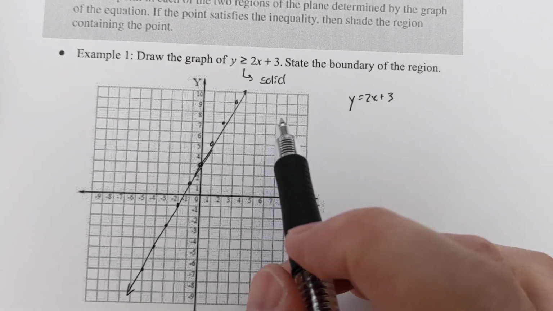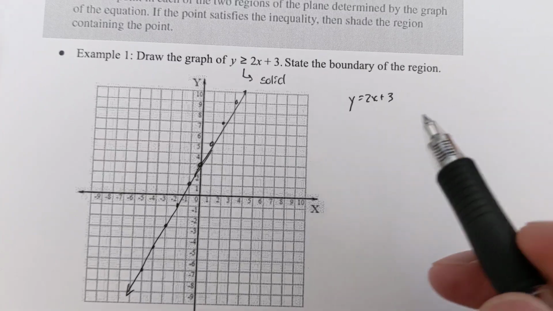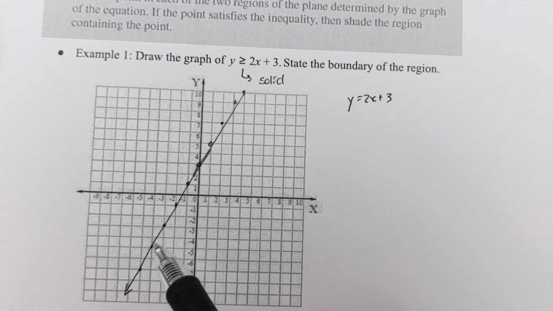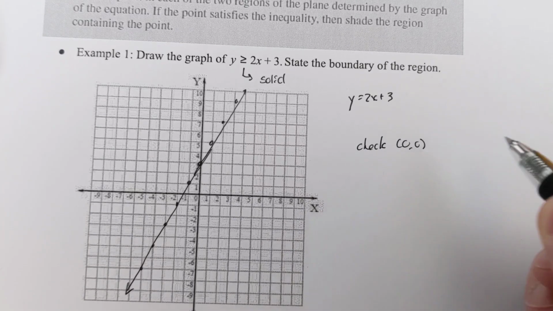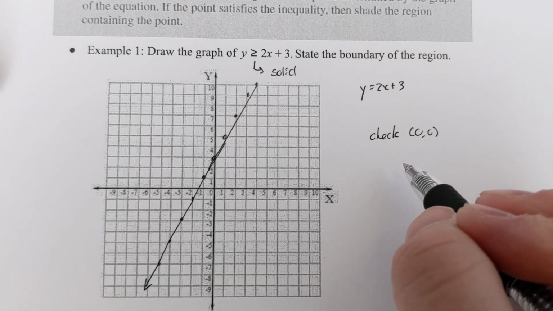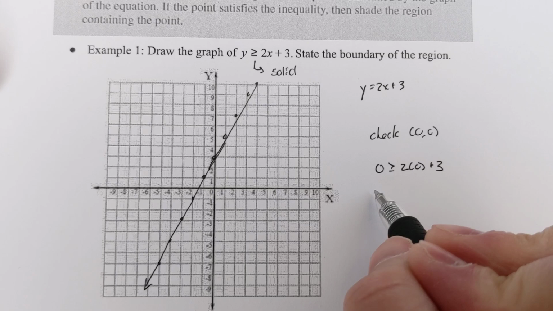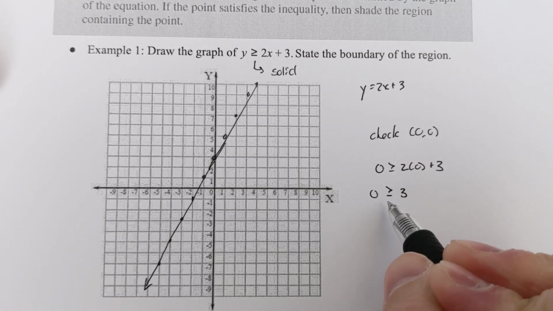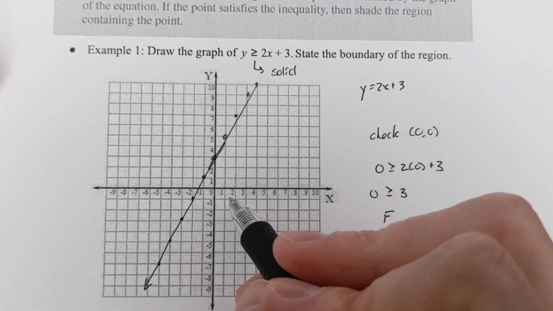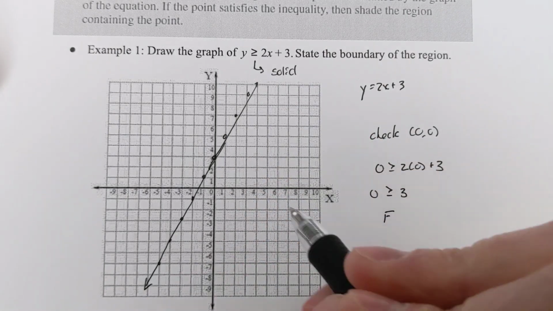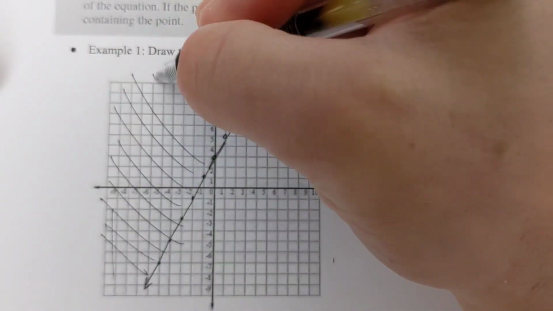All right, now the second part is we need to check a point. The easiest point to check is (0, 0), unless your line goes through (0, 0). Since the line does not pass through the origin, I'm going to check the point (0, 0) to see if I get a true statement or a false statement. If I plug 0 into my inequality, I get 0 is greater than or equal to 3. This statement is false. 0 is not more than 3, which means I cannot shade this side because this side is the false side. I would shade the other side.